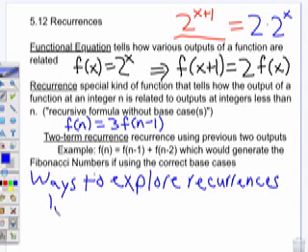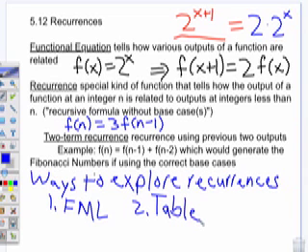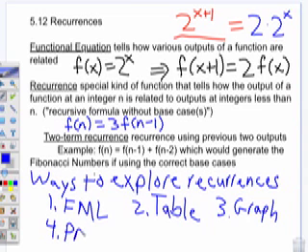The first way was your function modeling language, FML. The second way was the table. Make a table, see if you get constant differences after a certain point, or a constant ratio, and so on. And then another way to look at it would be to use the graph. If you graph a bunch of known points, does it look like it fits a quadratic? Does it look cubic? And then another way is using your previous method.